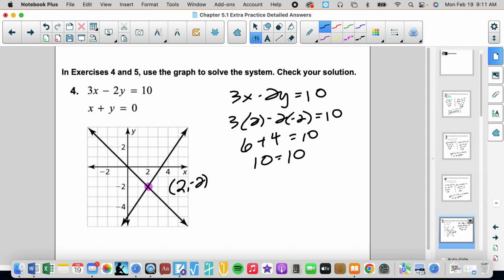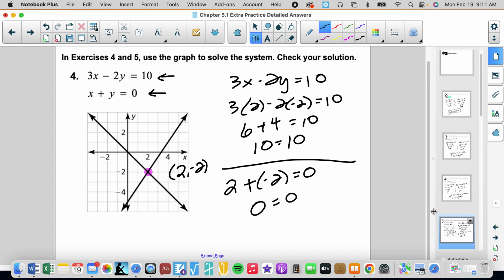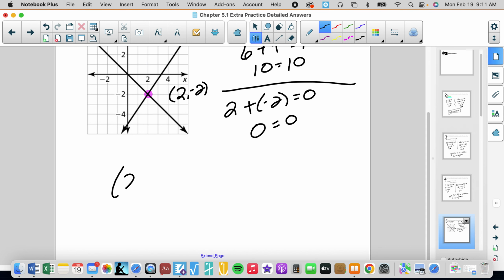So it is a point, it is a solution to this equation. So yes, now let's try the other one. Plus -2 equals 0. 0 does equal 0, so this is a solution. Use the graph, solve, check your solution. Yes, that is graphed correctly, and it is a solution. 2, -2 is the solution to the system.